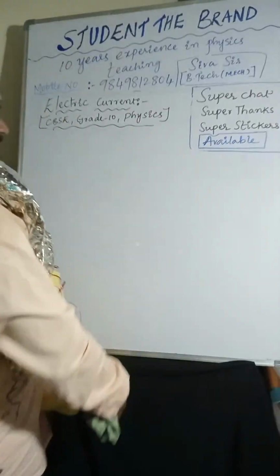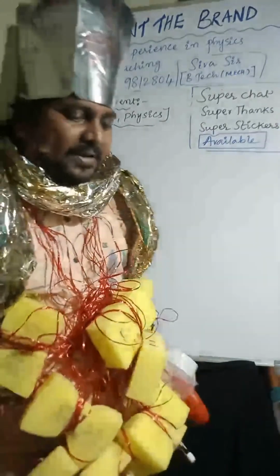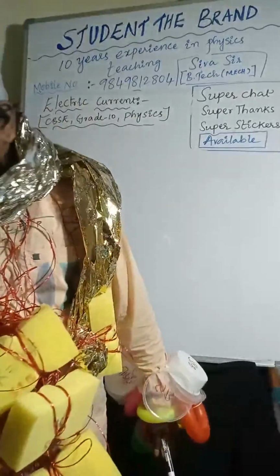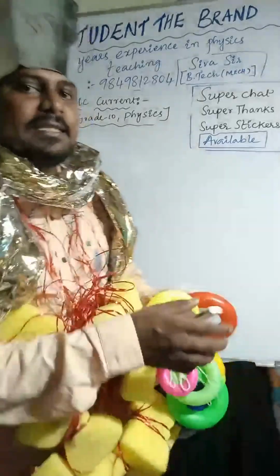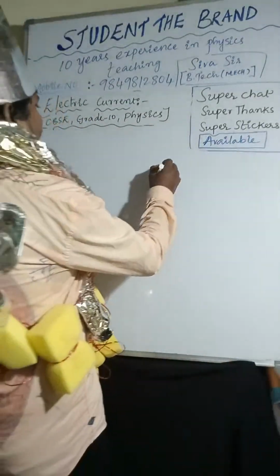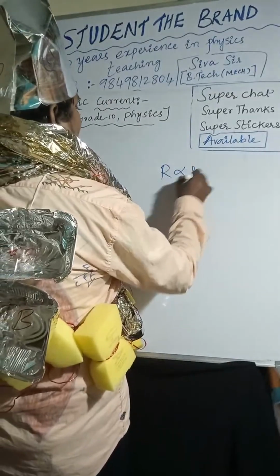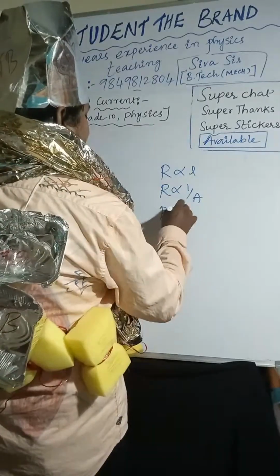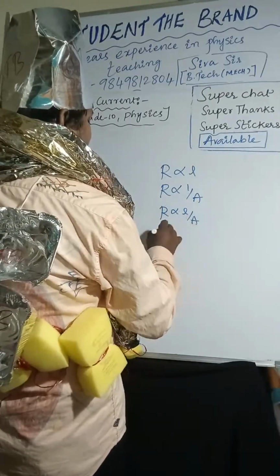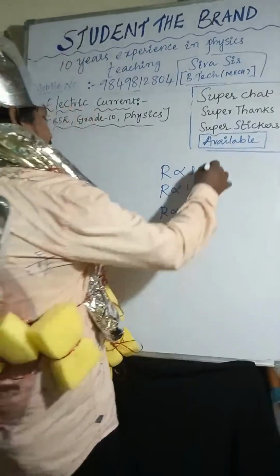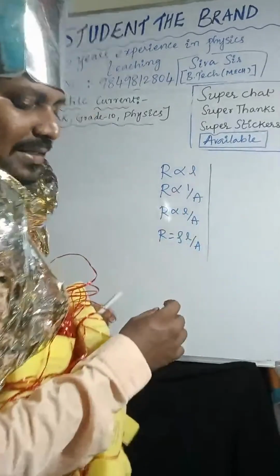Resistance depends on the length of the conductor. R is directly proportional to L. R is inversely proportional to area. R is directly proportional to L by A. R equal to rho into L by A. Here R is the resistance, rho is resistivity.